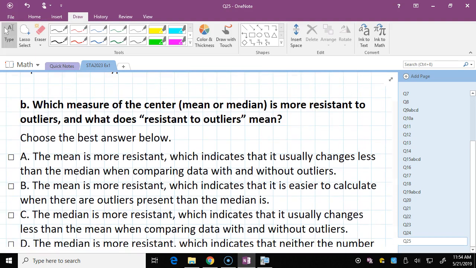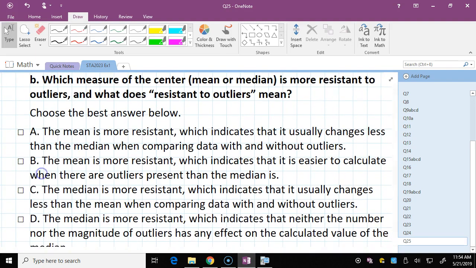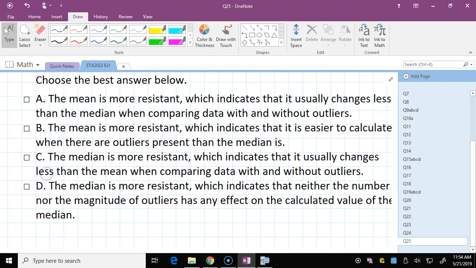All right, last question. Part B. Which measure of the center, mean or median, is more resistant to outliers? And what does resistant to outliers mean? So, let's just answer this question. Who's more resistant, the mean or the median? The median. All right, so that narrows it down. It's either C or D.